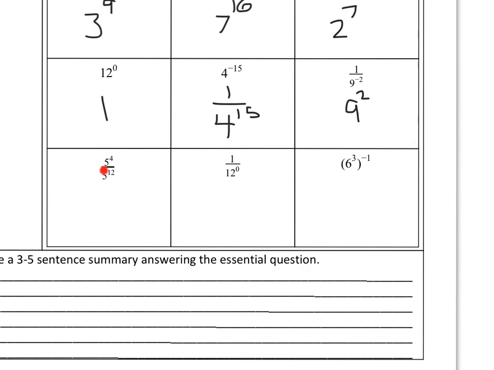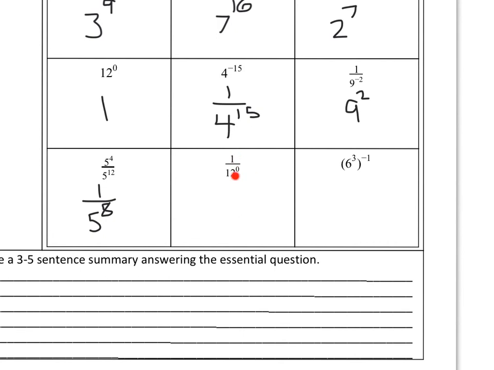Here we have a division problem, 5 to the 4th over 5 to the 12th. 4 of the 5s are going to cancel out, but this time we have a bigger number in the denominator, so if we cancel out all 4 of the 5s, we're left with nothing but a 1 in the numerator. 4 of the 5s in the bottom canceled out, so 12 minus 4 is going to give us 5 to the 8th in the denominator.